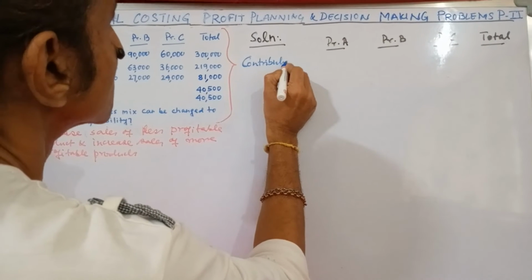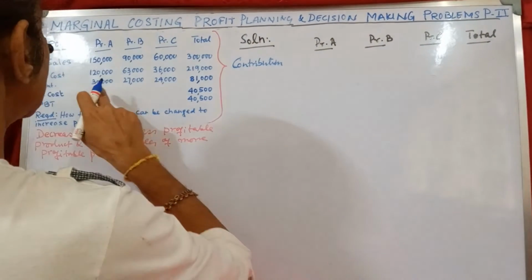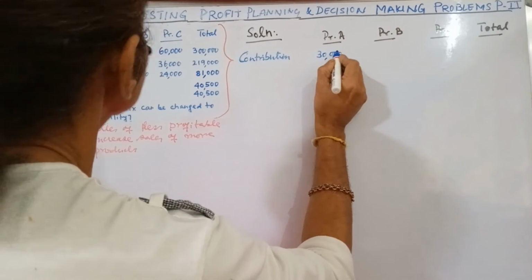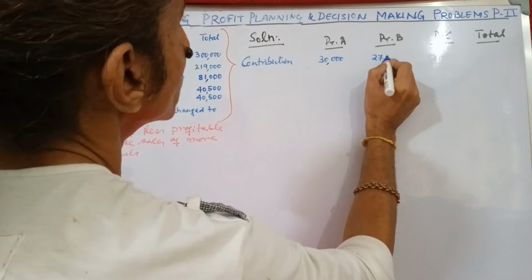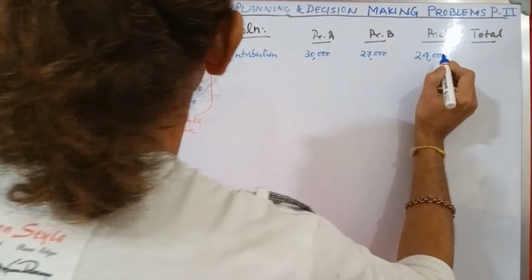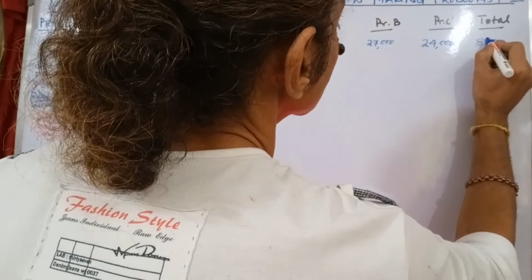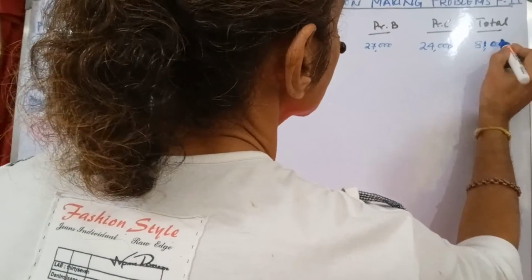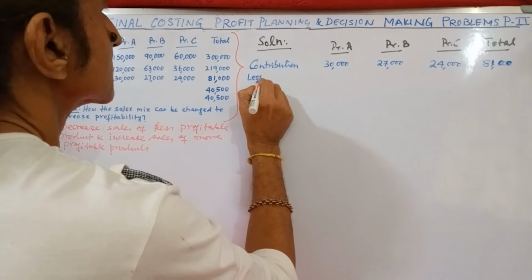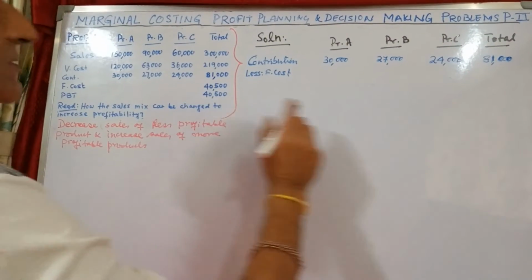Contribution of the 3 products are 30,000, 27,000 and 24,000. So 30,000, 27,000 and 24,000, and total contribution is 81,000. Less fixed cost. How much? 40,500.